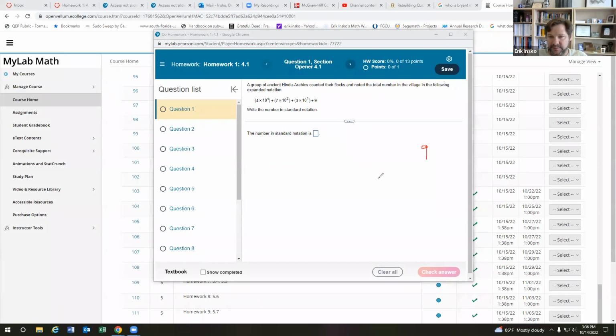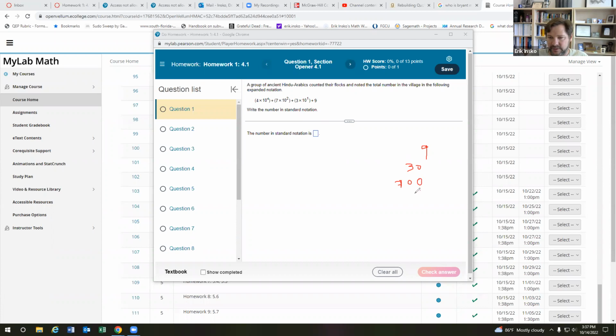And then we have 3 times 10 to the 1st. Well, 3 times 10 is 30, right? So we have 30 plus 9 would be 39. And then we have 7 times 10 squared. So 10 squared is 100. Then we multiply by 7, so we got 700. So we have 739. And then we have no 10 to the 3rd.